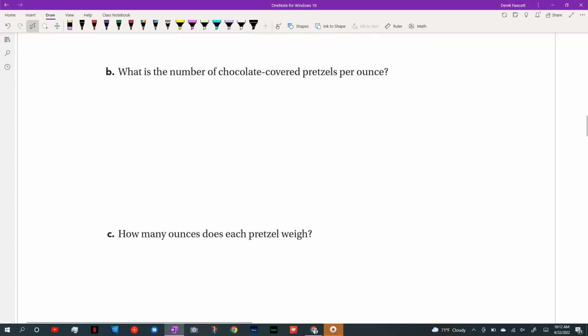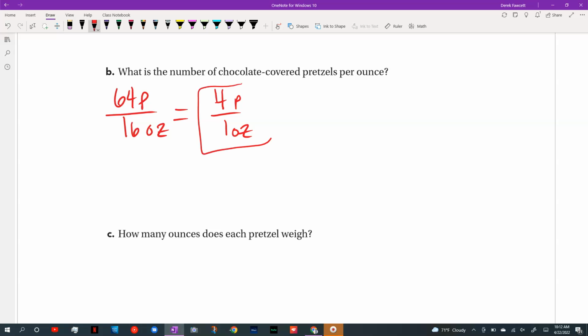What's the number of chocolate covered pretzels per ounce? Well, if it's 64 in 16 ounces, we find the unit rate. We can simplify that all the way down to 4 pretzels per 1 ounce. So that would be your unit rate: 4 pretzels in 1 ounce.